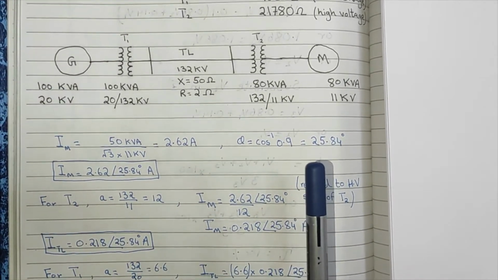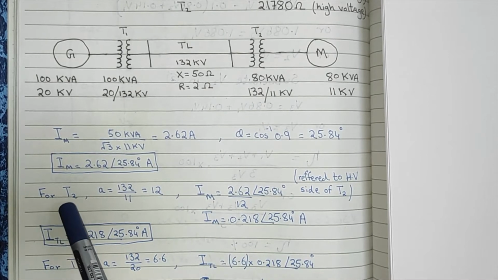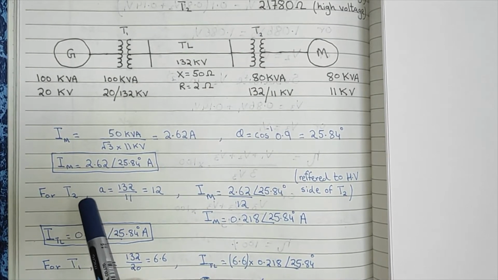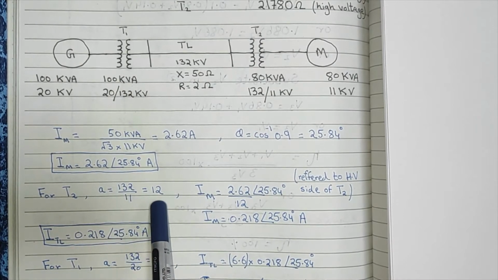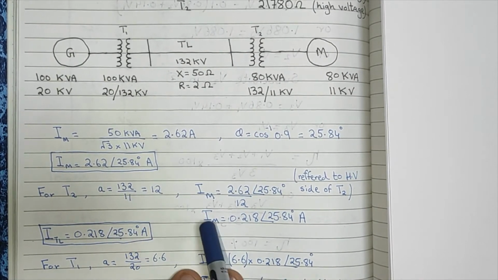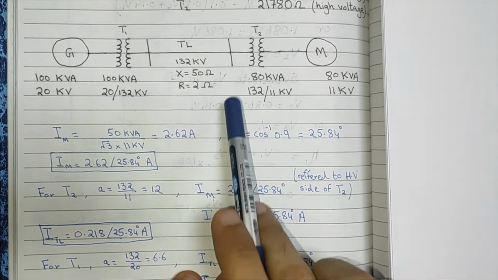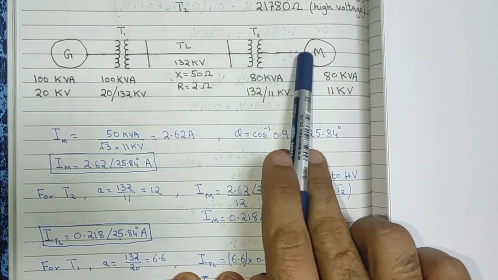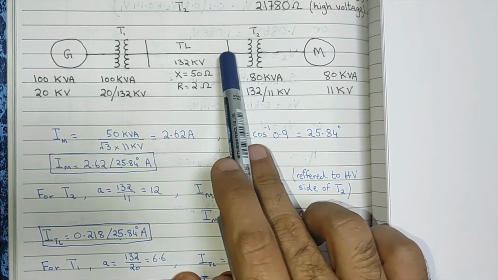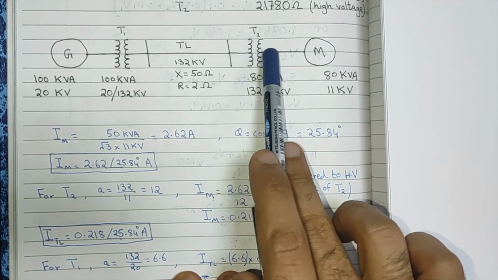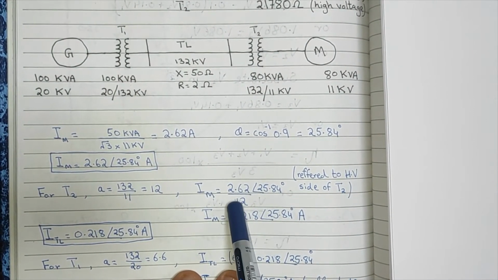Now, if you look at the second transformer, the turns ratio of the second transformer T2 is 132 over 11. We call it A, so it comes out to be 12. Now the motor current, if you refer it to the high voltage side of the transformer, there will be some changes because of the transformer. So that change is actually dividing it by the turns ratio 12.